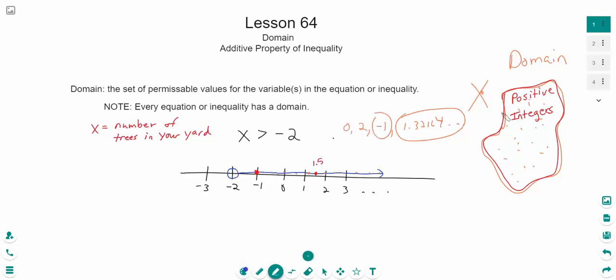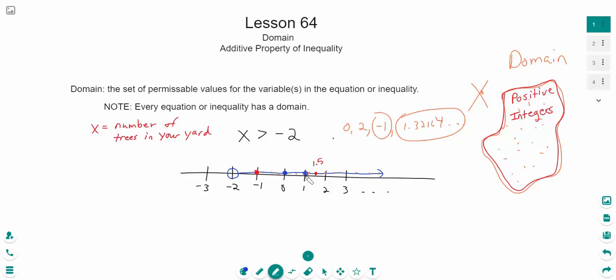And if that's our domain, then I would have to say, and maybe I'll go back to my blue here, knowing that's my domain, that's going to change how I'm going to graph this. Because if x is greater than -2 and the solutions all have to fall into the positive integers, well, then I would say, okay, well, this -1 can't be a solution. And in fact, anything that's negative can't be a solution. Okay? And maybe we could say, well, 0 could be a solution. So I'll put a solid dot there.